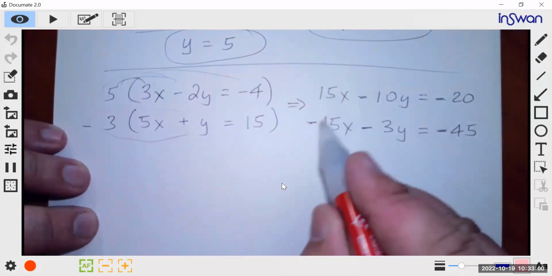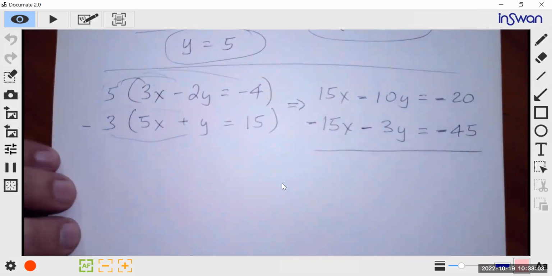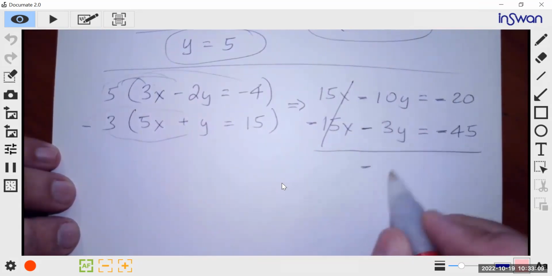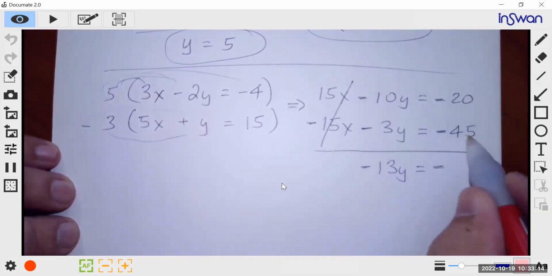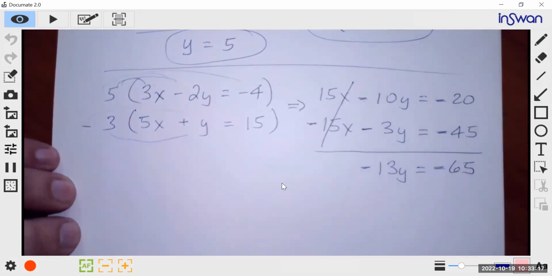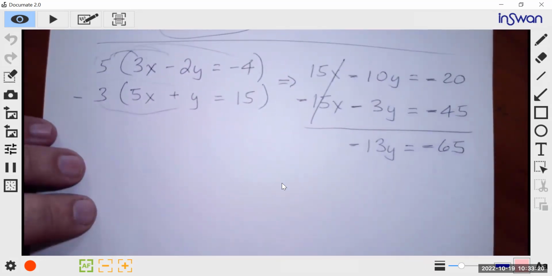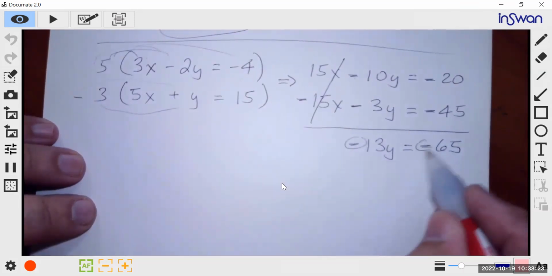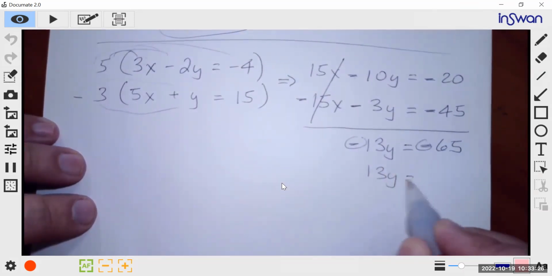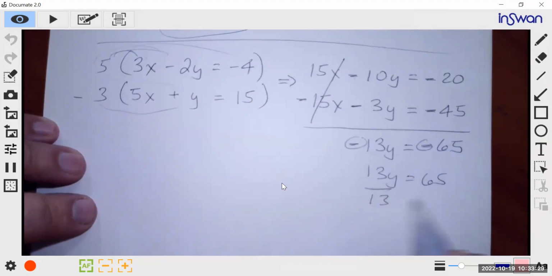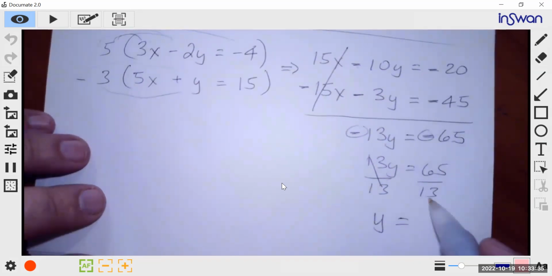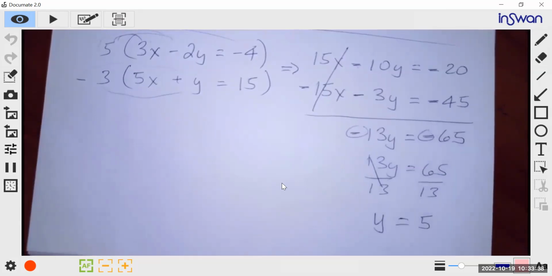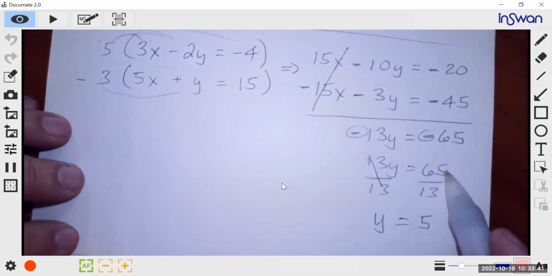Now, since we have the same numbers, different signs, we can go ahead and add these two equations. These two will cancel. Negative and negative is a negative. 10 plus 3 is 13. Negative and negative. 45 plus 20 is 65. Change the signs. Now we divide by 13. 65 divided by 13 is 5, because 5 times 3 is 15, carry the 1.